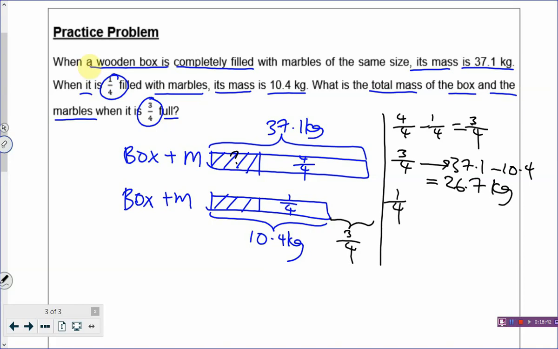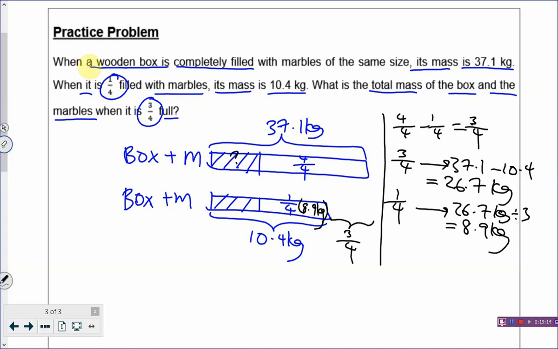Alright, so can you find how heavy is 1/4 of the marbles? If 3/4 of the marbles is 26.7 kg, then 1/4 will be 26.7 divided by 3. So 26.7 divided by 3, and you will get 8.7. Oh, sorry, 8.9. So 1/4 of the marbles is 8.9 kg. Okay, then we can do plenty of things. So now I know that 1/4 of the marbles is 8.9 kg.